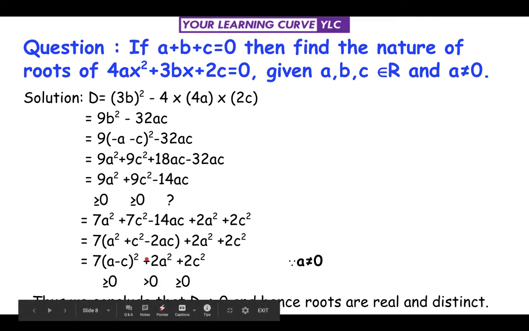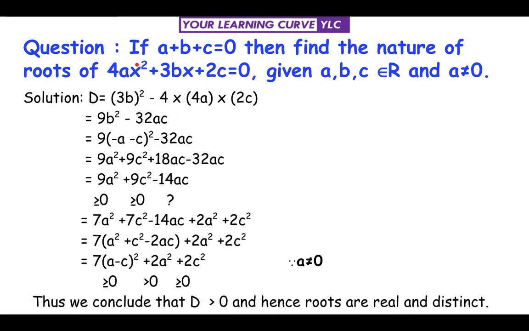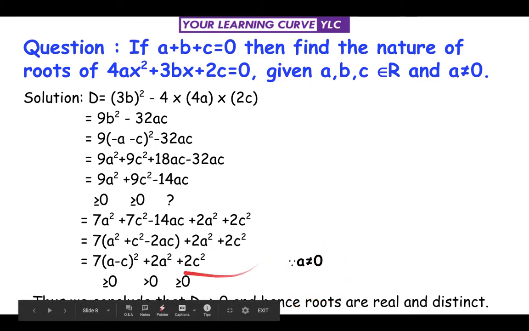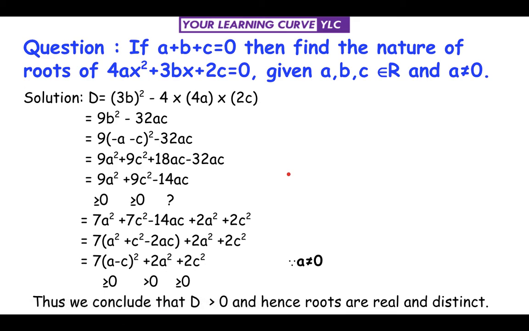So, all of them are either greater than or equal to 0. So, till now we can predict that the discriminant must be greater than or equal to 0, but we are also given that this a is not equal to 0. If a is not equal to 0, this number is strictly greater than 0. So, even if this becomes 0, and this becomes 0, this is a positive number. So, the entire sum will always be strictly positive. So, if the discriminant of this quadratic is strictly positive, meaning D is always greater than 0, hence the roots are real and distinct.